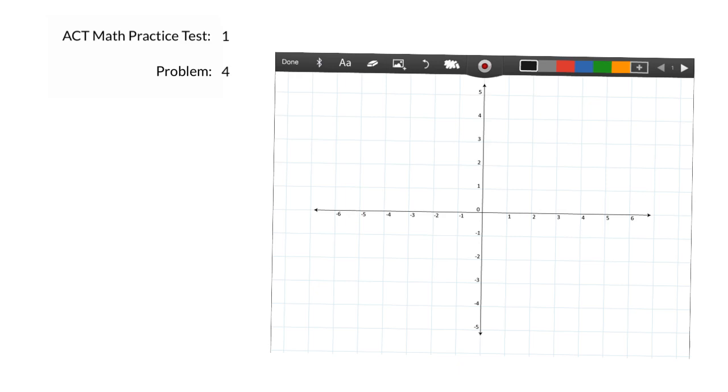I think it's probably going to be a good idea to plot the points that they give. And those points are as follows. We have -1, comma, -2. We have 4, comma, -2.